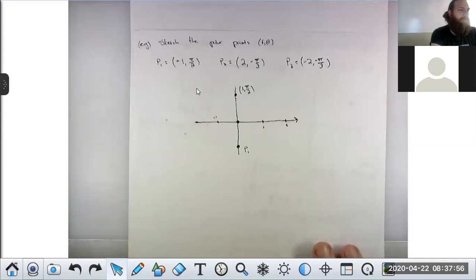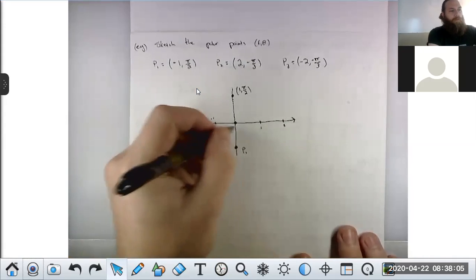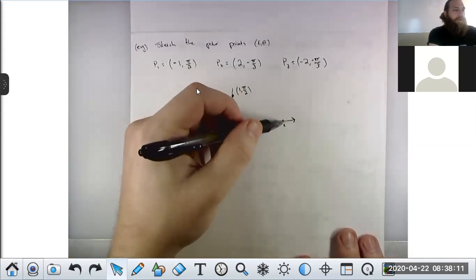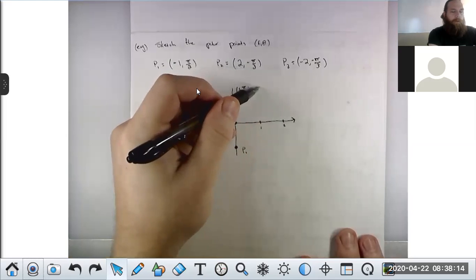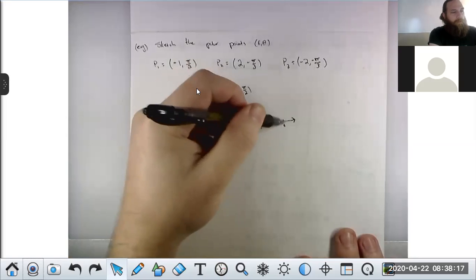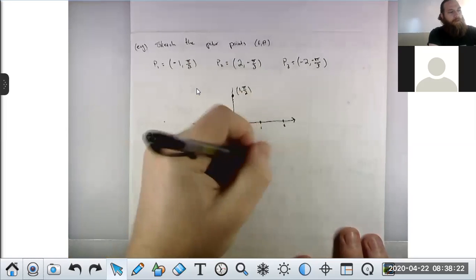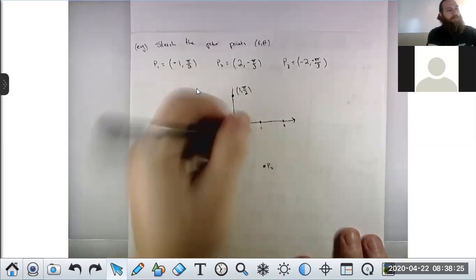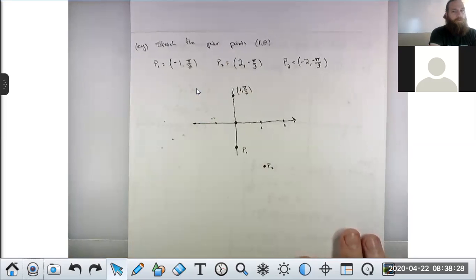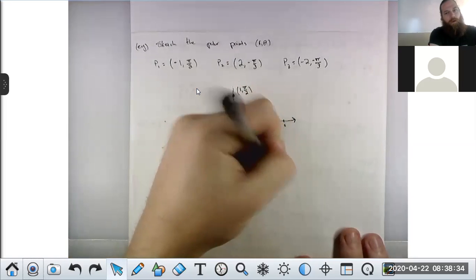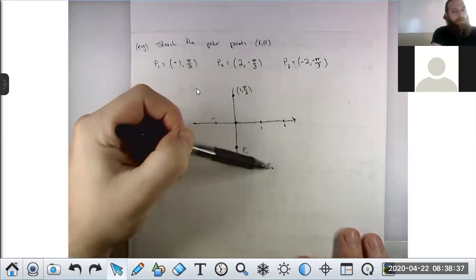Okay, what about 2 comma negative pi over 3? I would walk out here, 1, 2, and rotate an angle of negative pi over 3. If I rotated the angle positive pi over 3, that would put me up here. If I rotate in the other direction to negative pi over 3, that will put me down here. So this is P2. I walk out 2, and then I rotate negative pi over 3.